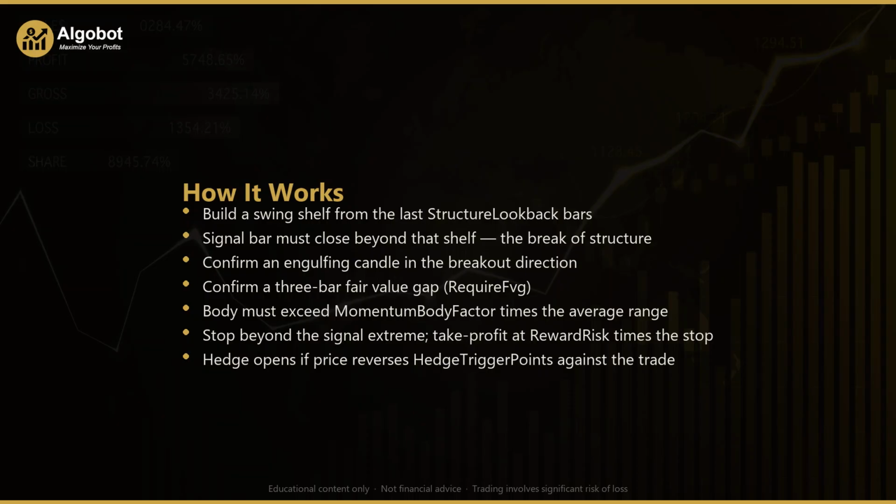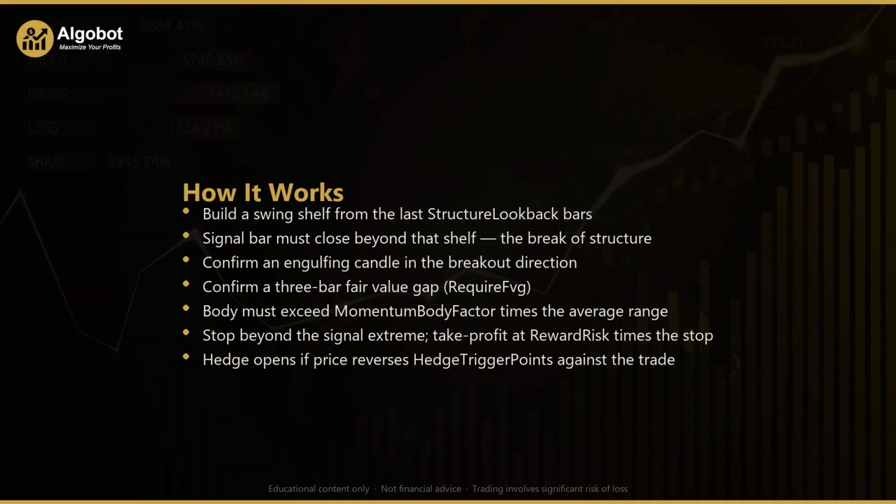For a short, it's mirrored. This is toggled by the require FVG parameter, which is on by default. On top of those 3, there's a momentum filter. The body of the signal bar must be larger than the momentum body factor, defaulting to 1.0, multiplied by the recent average range. Only decisive candles qualify. When everything aligns, the EA places the trade.